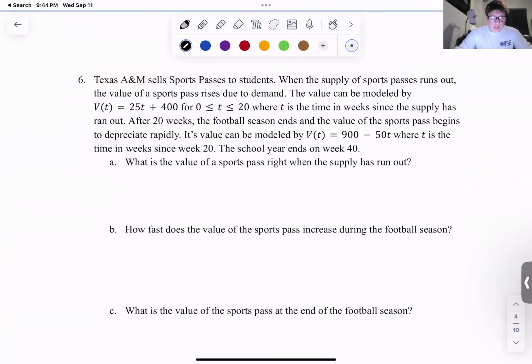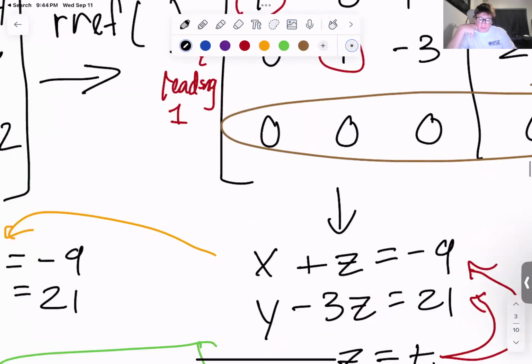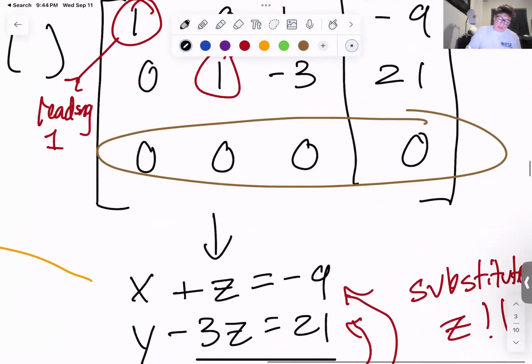Number 6, Texas A&M. When do we recognize that z equals t? Will there always have to be a full row of zeros? Yeah. The reason it's going to be a full row of zeros is because this row right here is basically saying 0 equals 0, which is always true. So then you start thinking about it, and that's like infinite solutions.